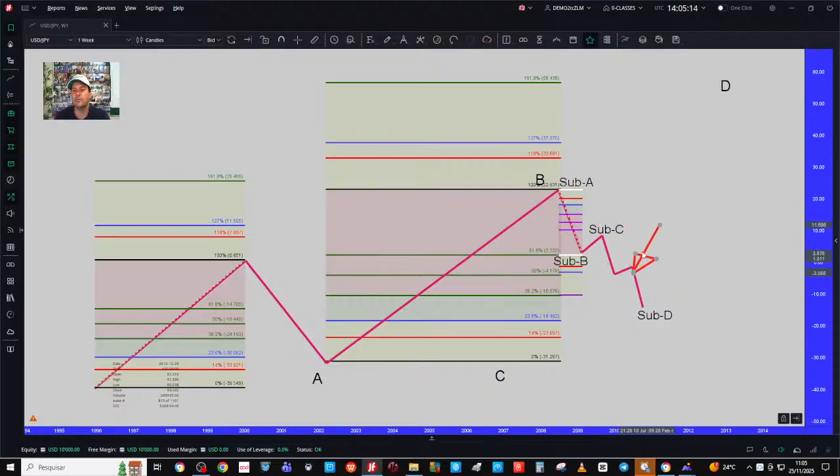This is on the contrarian Fibonacci. Right, everybody?